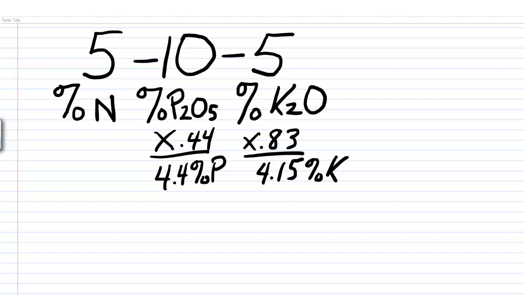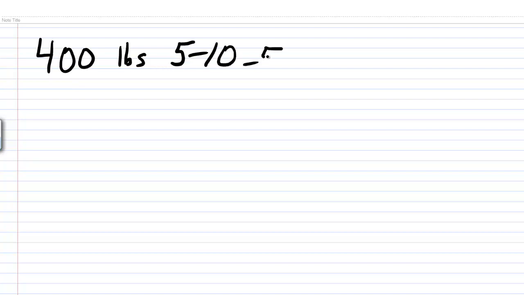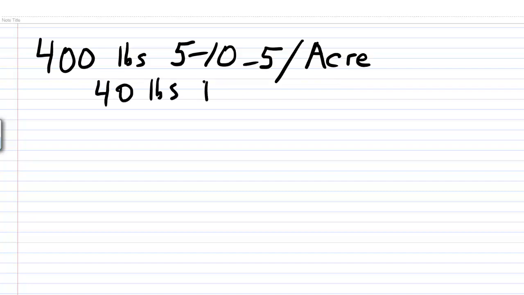Now, let's clear the screen and I'll show you just how we work with this in the real world. In some of our previous examples, we had determined that there was an application requirement of 400 pounds of 5-10-5 to the acre that was being applied, and that was intentionally being done in order to deliver 40 pounds of phosphate per acre. That was the recommendation that came from the soil test.